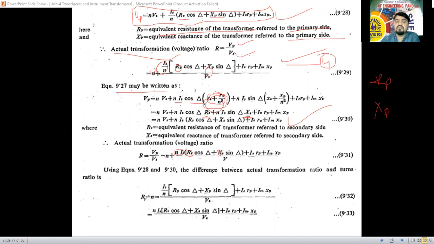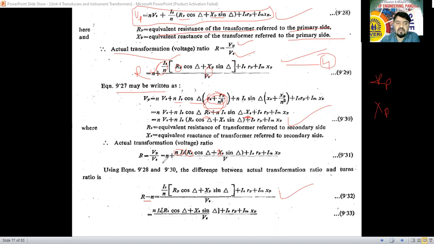So R minus N we will consider here now. So IS by N, this equation we are writing. This one. N I will send here, the R is there. I will send N to this side, it will become minus R minus N. So IS by N we have kept as it is, RP cos delta plus XP sin delta as it is, plus IE RP, IM XP divided by VS here. This is one equation, the final transformation equation.